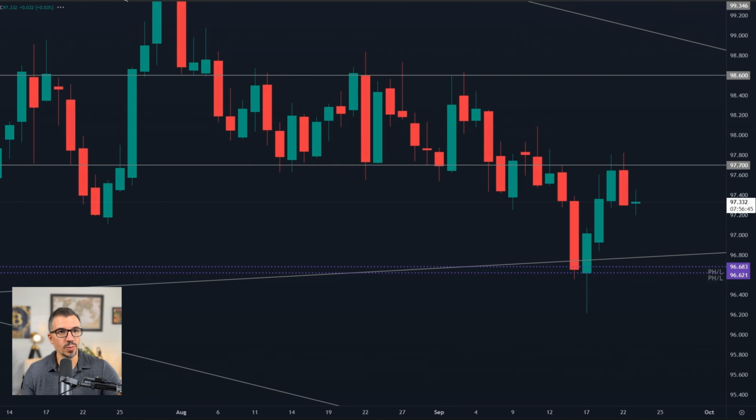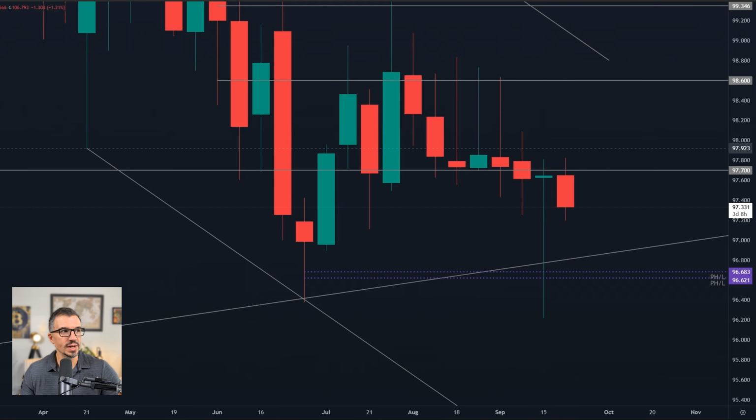So looking at the weekly time frame, what I said in the last video was that where last week closed in relation to 97.7 was going to be key for this week. This was going to determine whether or not we saw the pound rotate higher this week, or if we would see a rotation lower first.